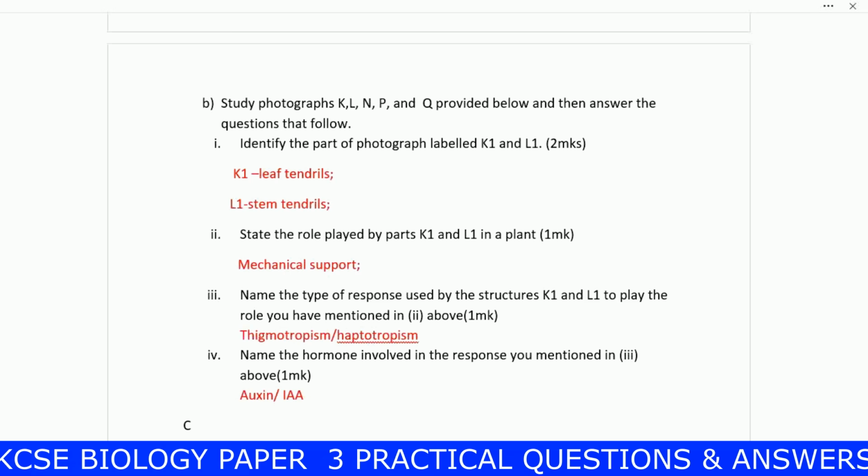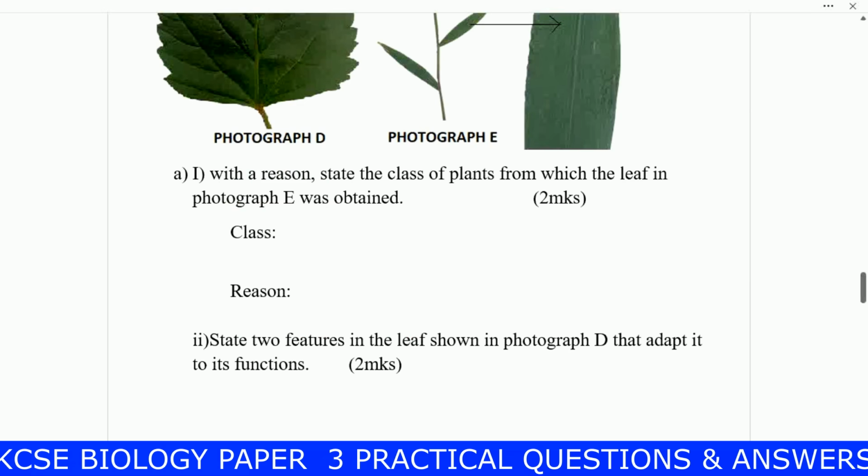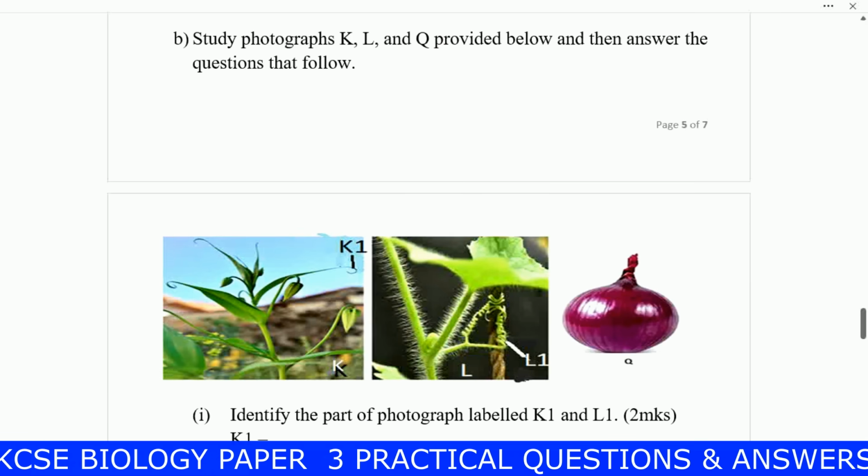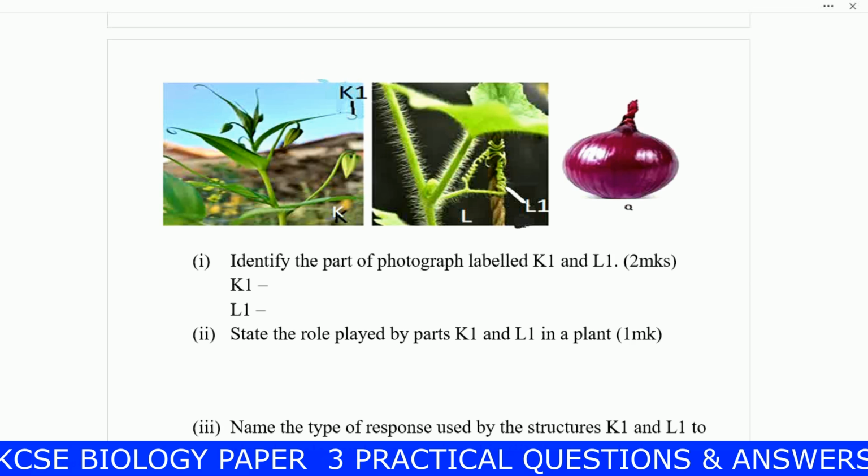Next, study photographs K, L and Q provided below and answer the questions that follow. Let's see whether we can see the specimens they are talking about. Yes, they are here: photographs K, L and Q, with K1 and L1. You can see them. You are told to identify the parts labeled K1 and L1.